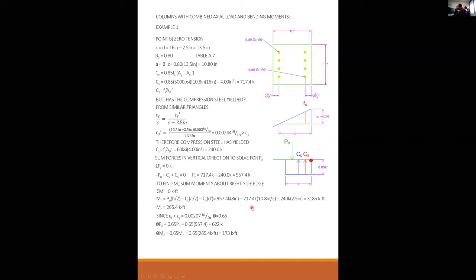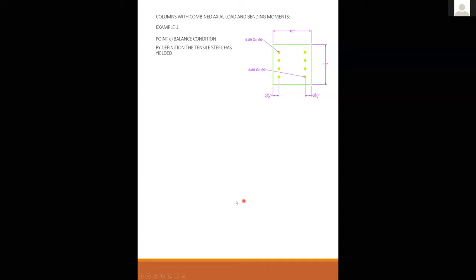Okay, point C. By definition, the tensile steel has yielded. Remember, the balance condition is where the tensile steel yields just as the concrete crushes on the other side. So the strain on the compression side is 0.003, and the strain on the tension side is 0.00207. That's the definition of the balance condition: the concrete is at 0.003 while the steel is at exactly the yielding strain, which for grade 60 is 0.00207. That gives you this diagram.